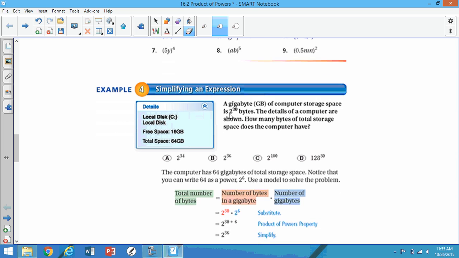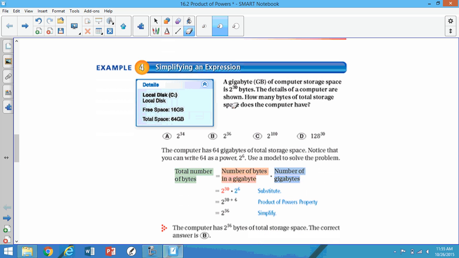Okay? Then sometimes you're going to have situations where this is a word problem, where you're simplifying an expression from a word problem. So it says a gigabyte of computer storage space is 2 to the 30th bytes. The details of the computer are shown. How many bytes of total storage space does the computer have? So in this situation, you would take 2 to the 30th, like they have here, and multiply that times 2 to the 6th.